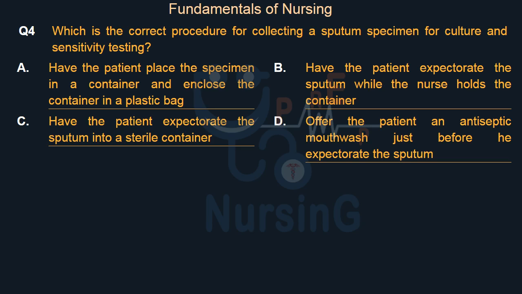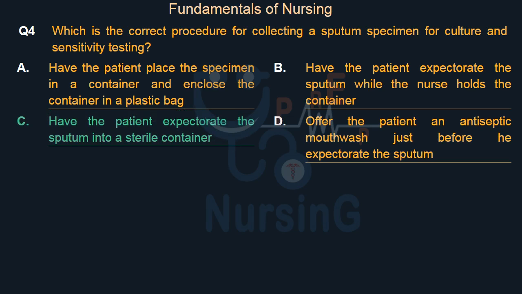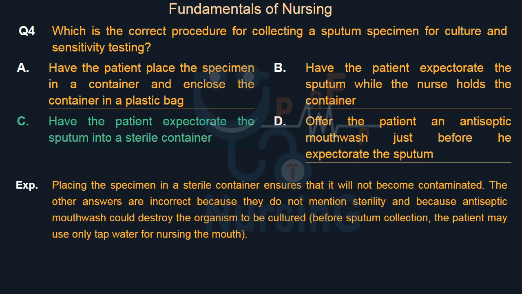Right answer is option C. Have the patient expectorate the sputum into a sterile container. Placing the specimen in a sterile container ensures that it will not become contaminated. The other answers are incorrect because they do not mention sterility and because antiseptic mouthwash could destroy the organism to be cultured. Before sputum collection, the patient may use only tap water for rinsing the mouth.